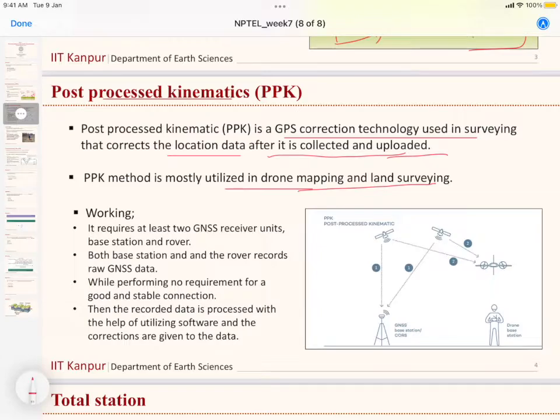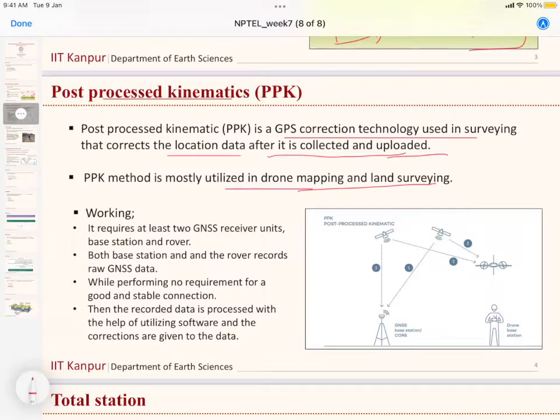So the major advantage of this PPK is that, unlike the RTK, where the connection between the rover and the base station has to be there because there is a continuous transfer of the correction parameters, here both individually acquire the raw data.